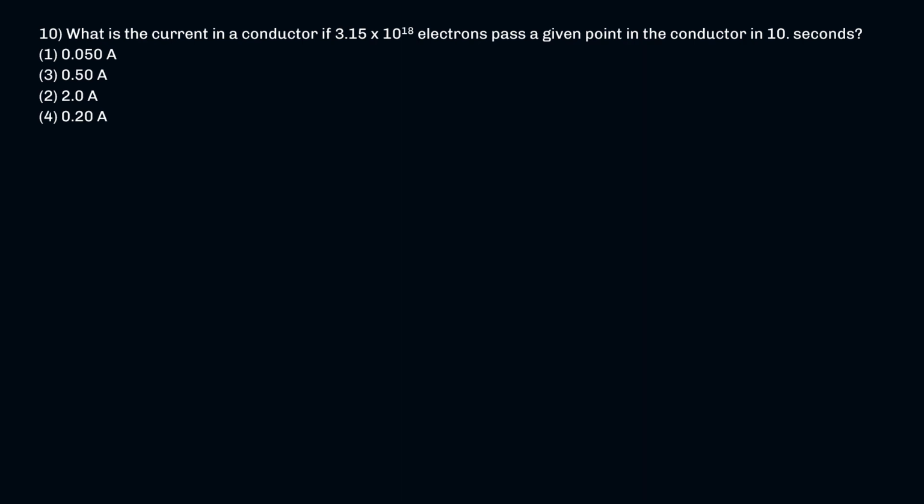So example number 10. What is the current in a conductor if 3.15 times 10 to the 18th electrons pass a given point in the conductor in 10 seconds? So again, this is going to be a math question, so let's pick out what they give me in the question and then use a certain equation based on that to get the answer.